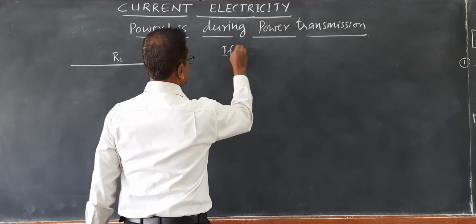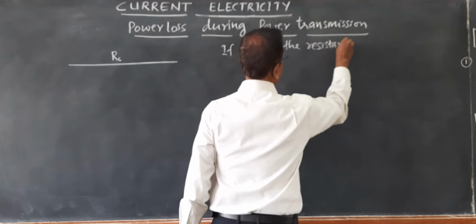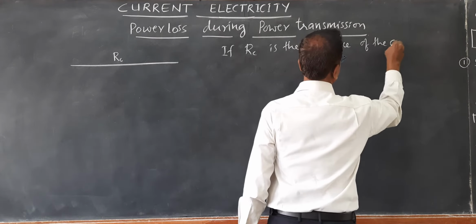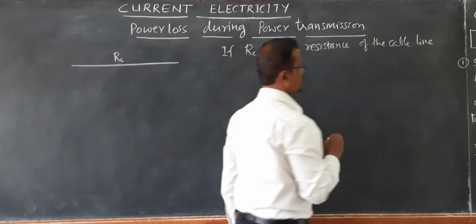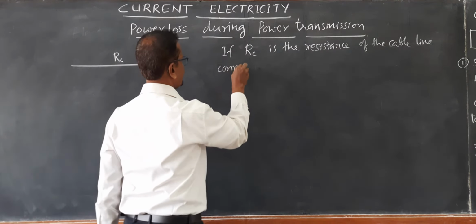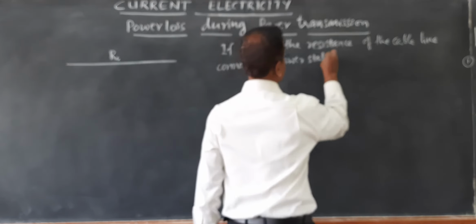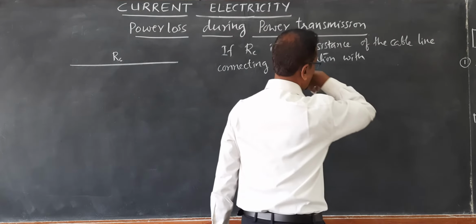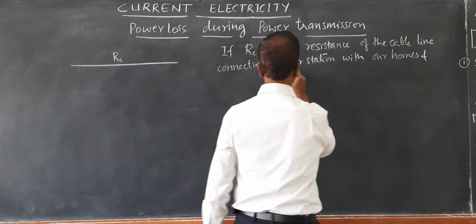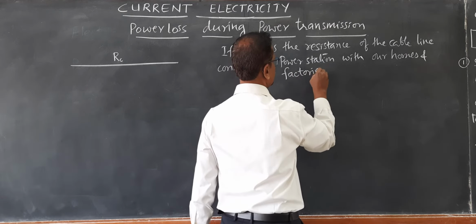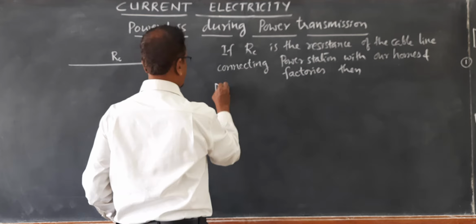If RC is the resistance of the cable line connecting power stations with our homes and factories, then let us first write what is the power loss. Power loss through the cable.